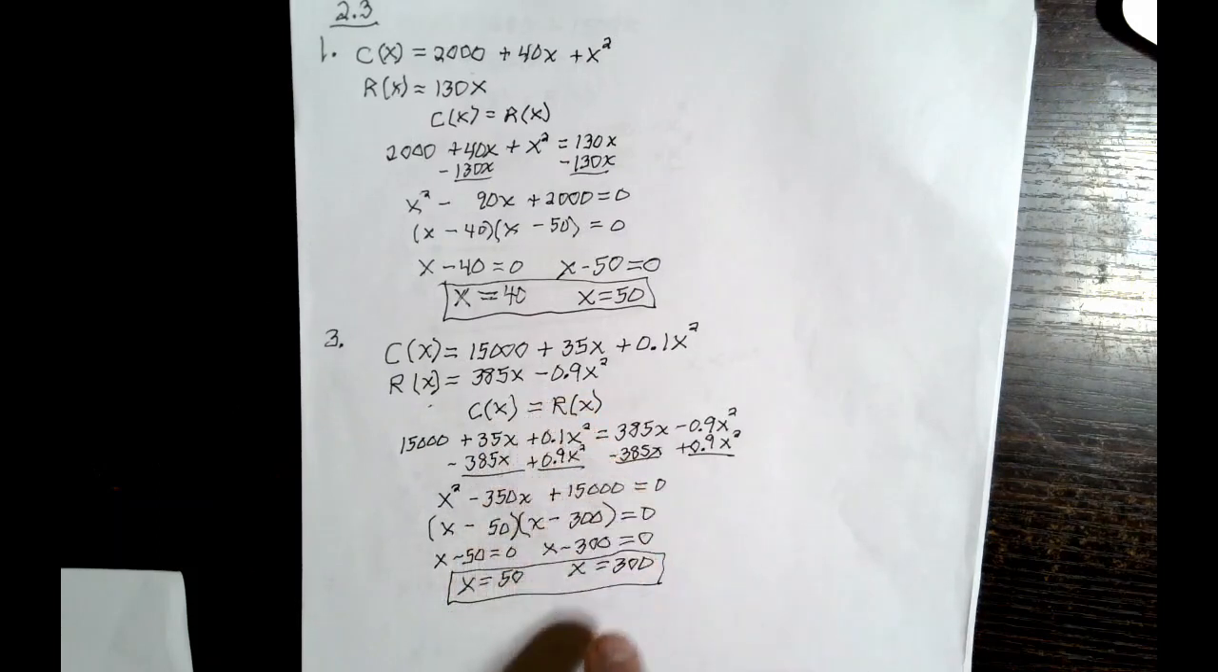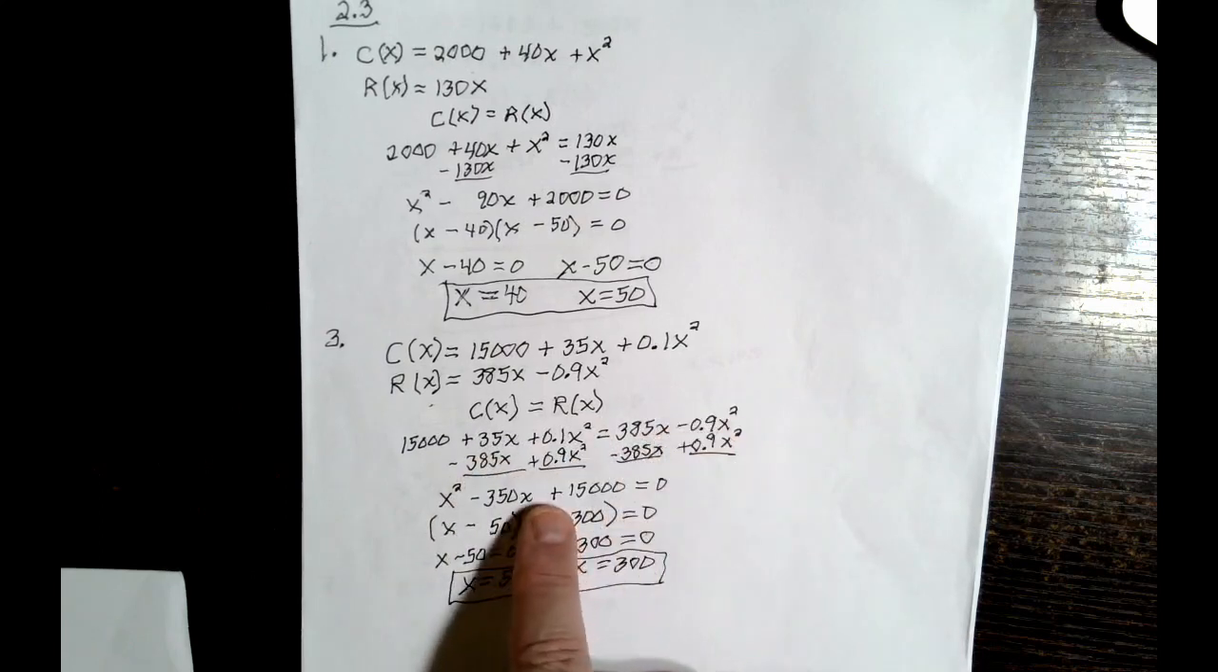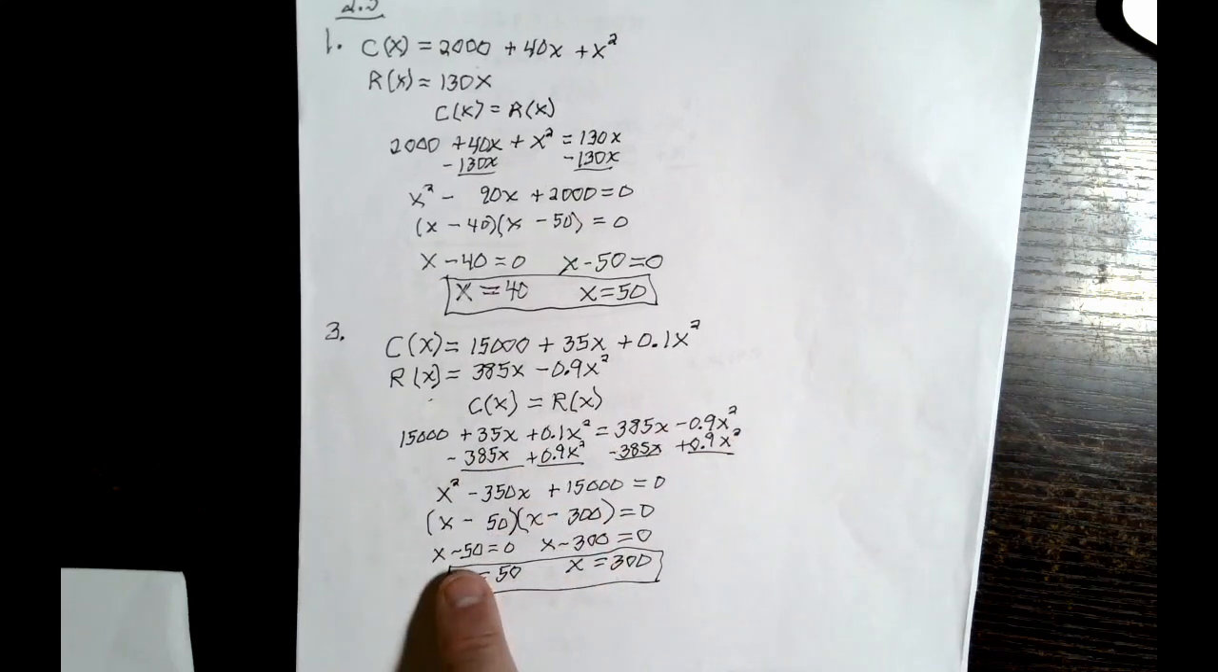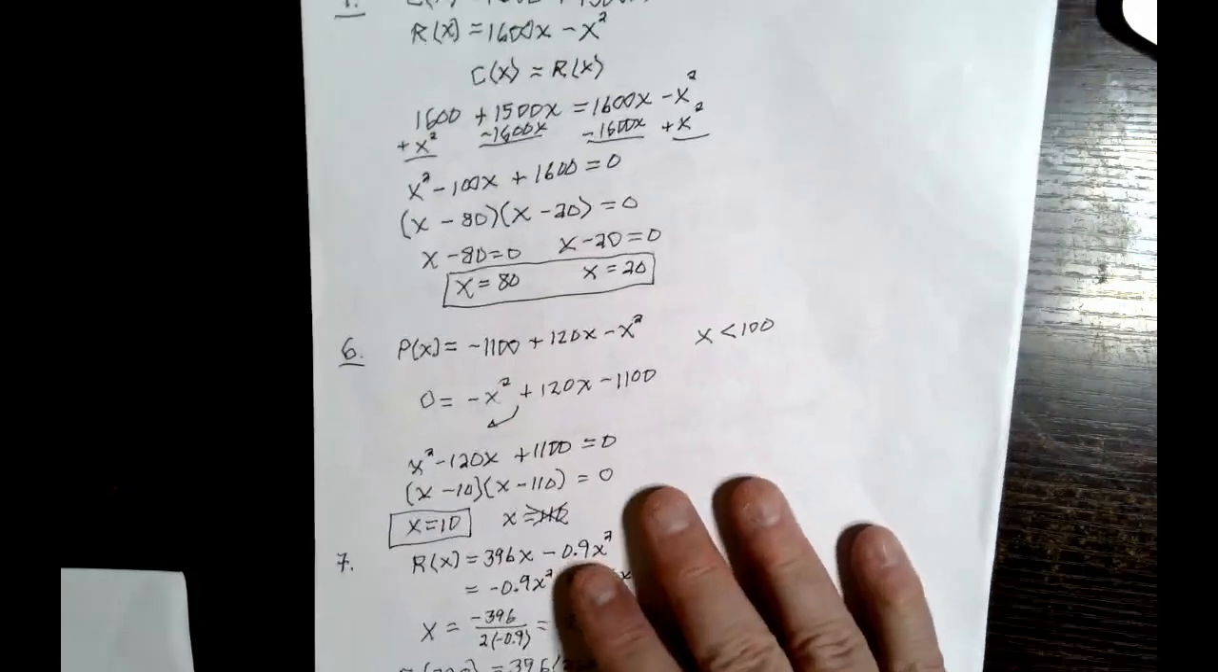Find the break-even points. So you set them equal to each other. Throw everything to one side. Factor if you can. Set each one equal to 0. You get 50 or 300. Both legitimate answers. Number 4.